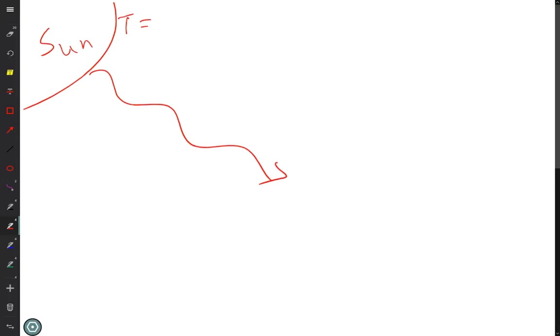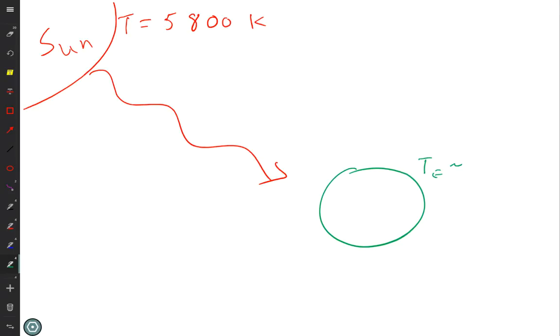It's about 5,800 kelvins. And that light comes and it hits the Earth. So here's our little green planet. And what's the temperature of the Earth? Around 70 degrees Fahrenheit. Let's just approximate that to about 300 kelvins.